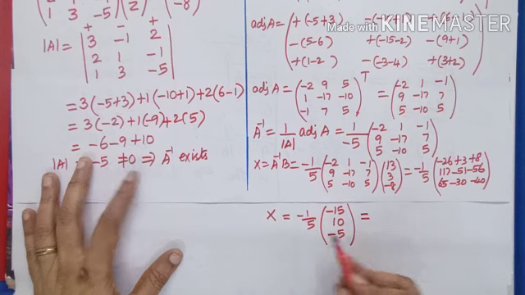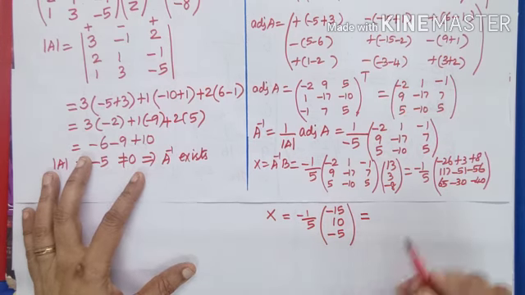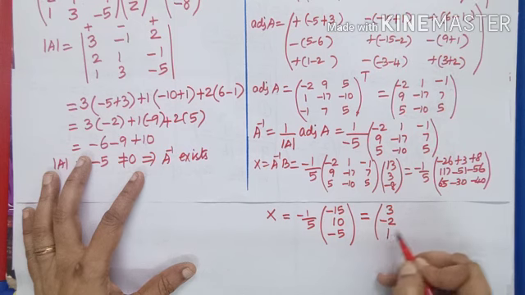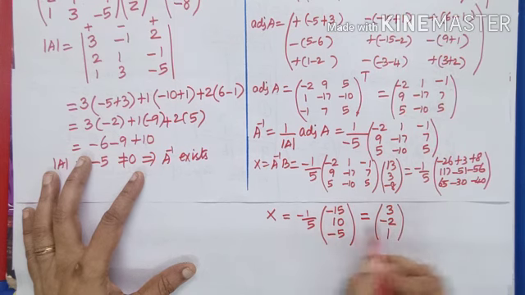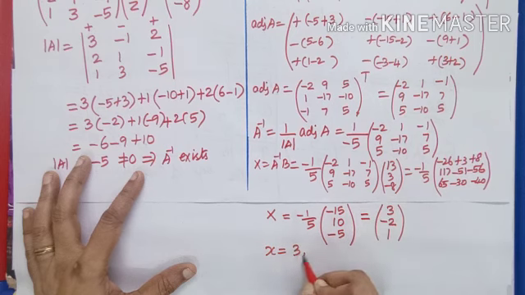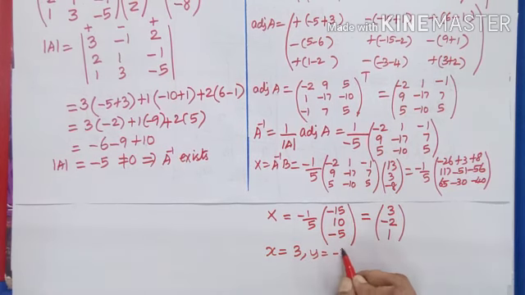As we simplify and divide by minus 5, we get 3, minus 2, 1. Minus 15 by minus 5 is 3. 10 by minus 5, minus 2. Minus 5 by minus 5 is 1. Take and write the answer. X is equal to 3. Y is equal to minus 2. And Z is equal to 1.